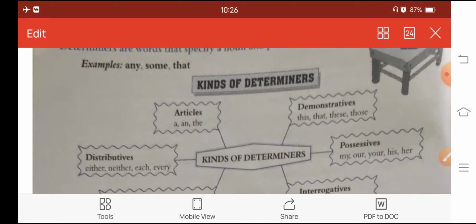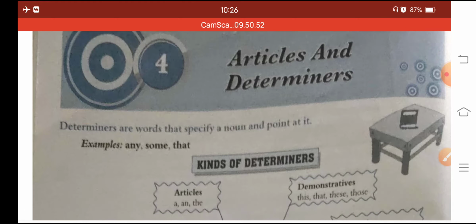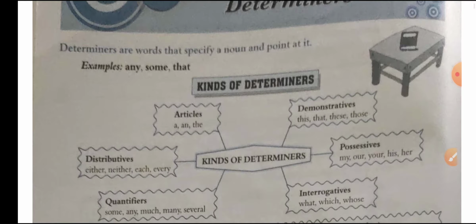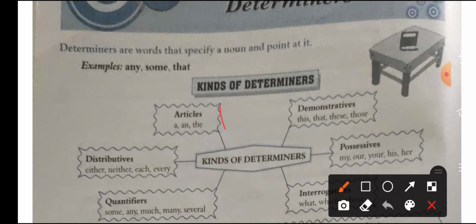So here kinds of determiners are given on your first page. This is page number 28 of your book. You can see on your screen page number 28, and here we have learnt about the kinds of determiners, where we discussed number 1 is article, number 2 is demonstrative, number 3 is possessive, number 4 is interrogative, number 5 is quantifiers, and number 6 is distributives.